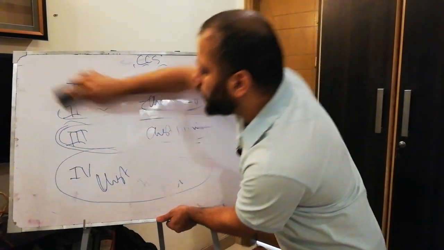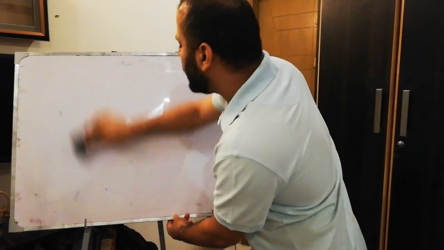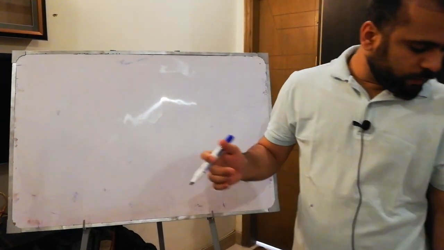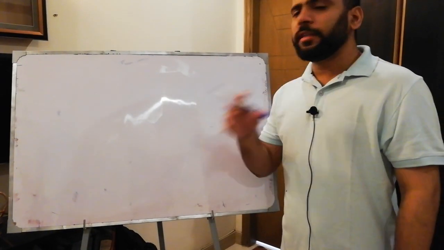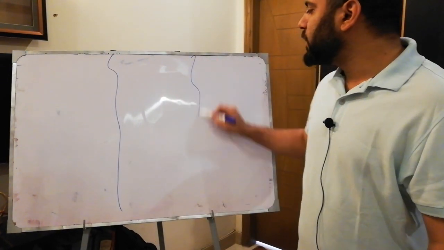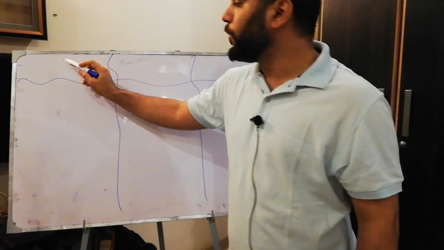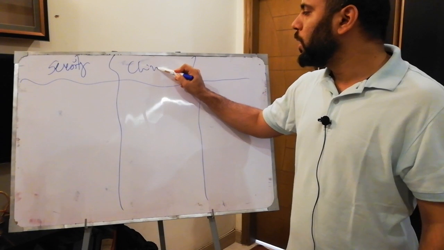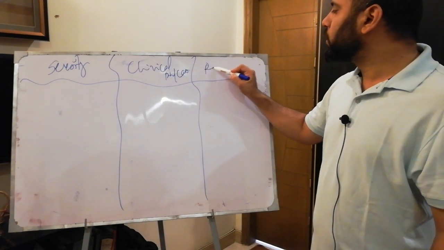Now we discuss the Braunwald classification of this ischemic heart disease, which is actually very important. Most of the time our seniors ask about the Braunwald classification, so don't fret about this either. It is a very easy classification. The Braunwald classification has 3 things: one is the severity, second is the clinical presentation or cause, and third is the response to treatment.